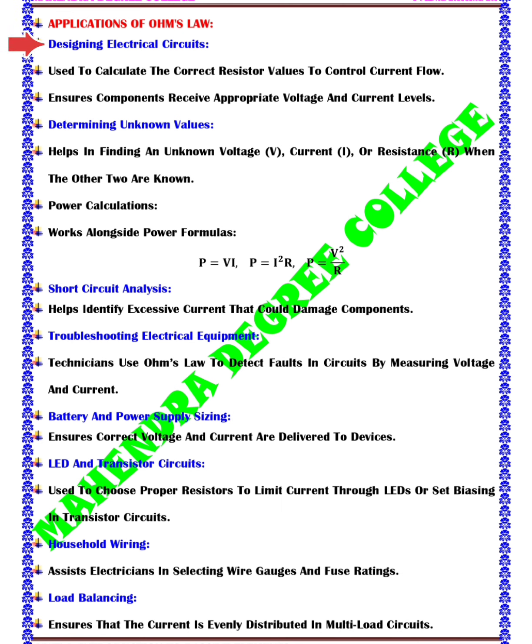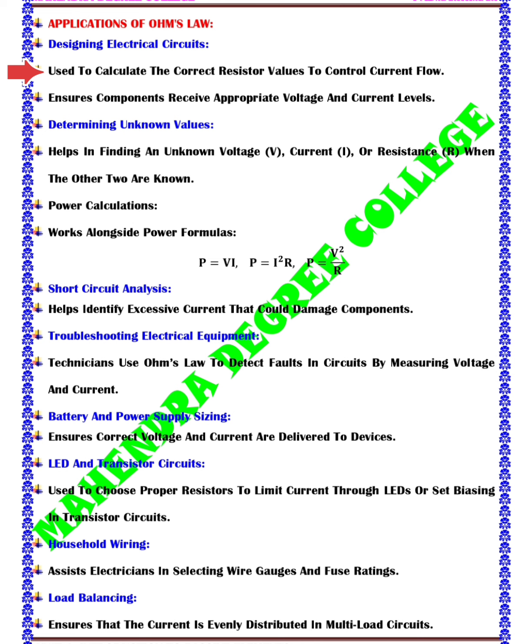First one, designing electrical circuits. Used to calculate the correct resistor values to control current flow. Ohm's law, R equals V divided by I, is used to calculate resistor values for controlling current flow in circuits. It establishes the relationship between voltage V, current I, and resistance R. By rearranging the equation, you can determine the resistance needed to limit current to a desired level.